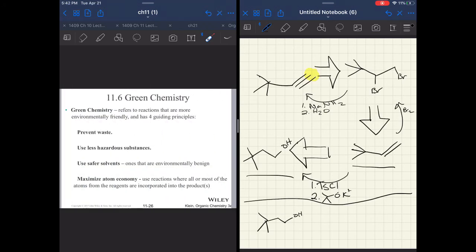Green chemistry is a great topic. It doesn't matter for us here. It is important in the world that we prevent waste, that we use less hazardous substances and safer solvents. Maximizing atom economy is important. You would want in real life to do a synthesis that was 5 steps versus one that was 45 steps. Definitely cost, time, safety, all of those things are important.